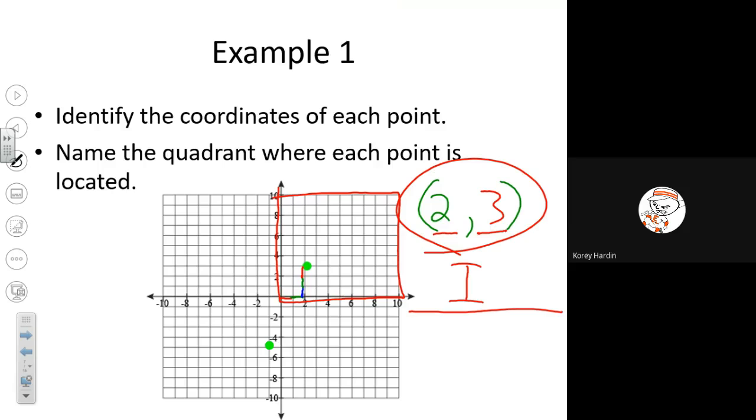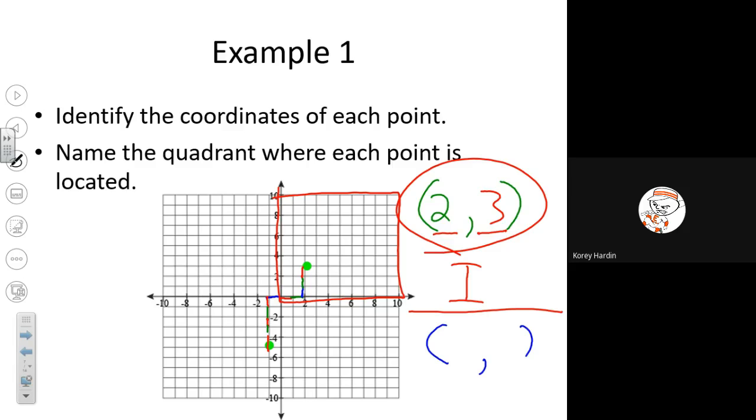Now, pause the video real quick and see if you can tell me where that second dot is. Also see if you can tell me what quadrant that's in. All right, so remember, I go left to right first. So I'm going to go left 1, and then I'm going to go down 1, 2, 3, 4, 5. All right, and I'm at that dot.